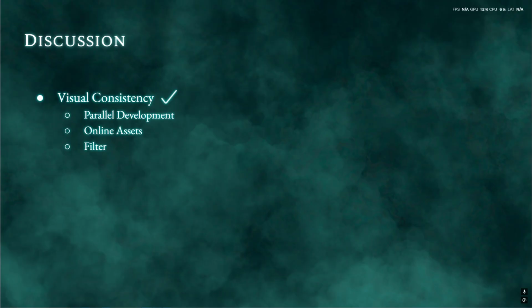First, parallel development allowed us to identify potential problems in our art implementations and fix them as soon as possible. Second, although using pre-made assets decreased visual consistency, it allowed us to finish the project on time. Third, implementing a painterly filter significantly improved our visual consistency and saved us time on texture creation.